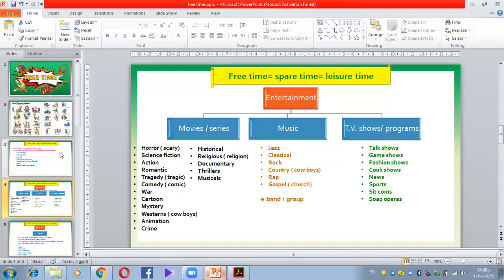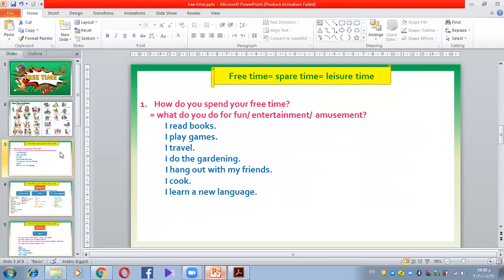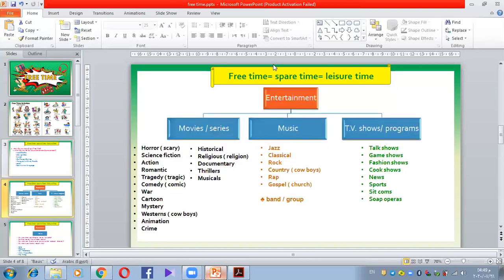So what type of entertainment do most people have? This is entertainment. Again, what do you do for fun, amusement, or entertainment? So what is meant by entertainment? It could be like what? As an example, it could be like movies or series. Series, it's like Yawmiyat Wanis, for example. It's a series, it's not a movie. Movie or film, you can say movie or film. Music, TV shows, or TV programs. So we can divide entertainment that most people have, like movies, music, TV shows, or TV programs.